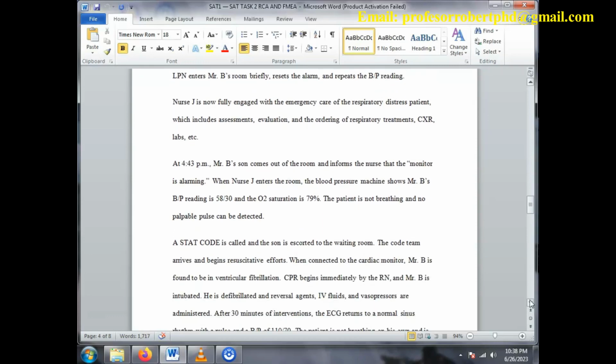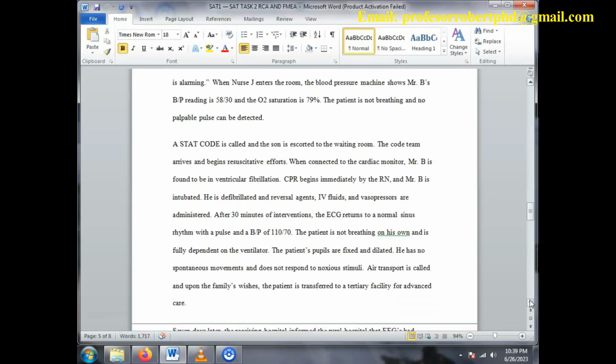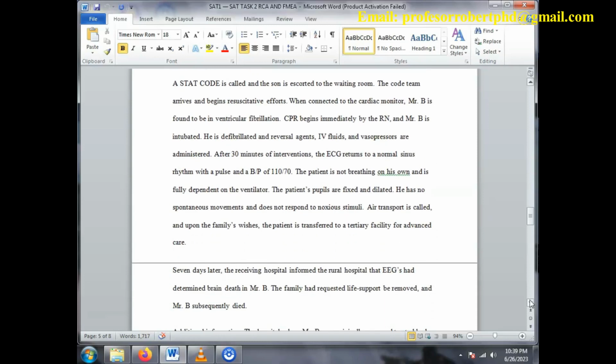At 4:43 p.m., Mr. B's son comes out of the room and informs the nurse that the monitor is alarming. When Nurse J enters the room, the blood pressure machine shows Mr. B's BP reading is 58/30, and the O2 saturation is 79%. The patient is not breathing, and no palpable pulse can be detected. The SAT code is called, and the son is escorted to the waiting room.